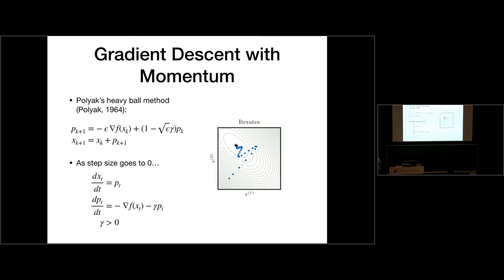And if you let the step size go to 0, you end up getting this bipartite system. The derivative of the curve of your position at time t is exactly the value of the momentum. And the change in the momentum at time t is the minus gradient of your function minus a contribution from its value at that point.